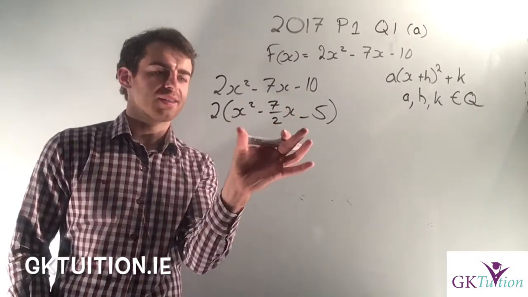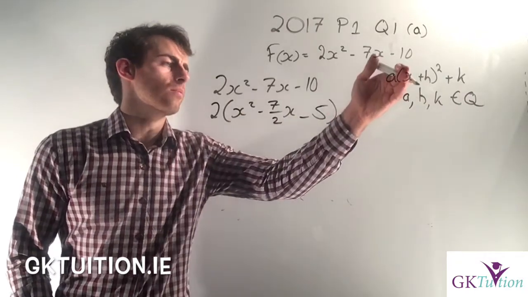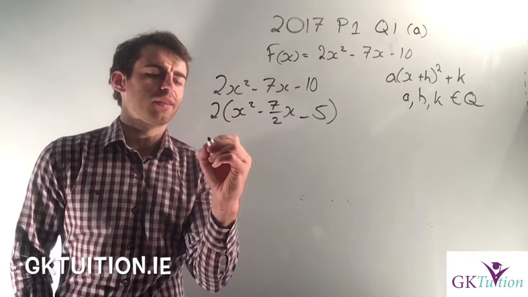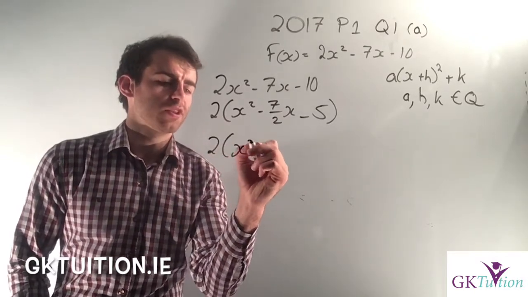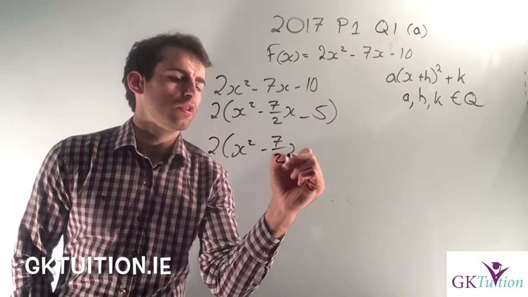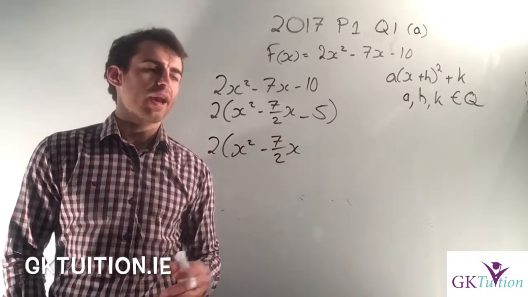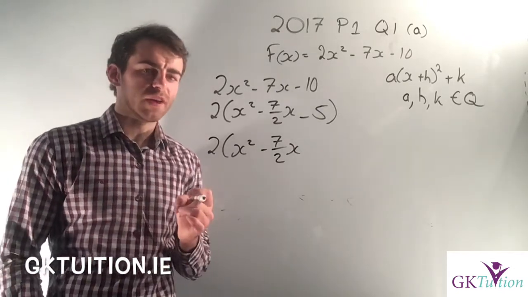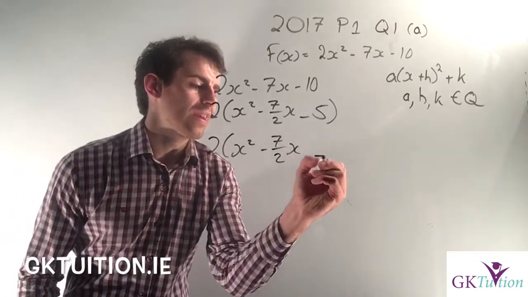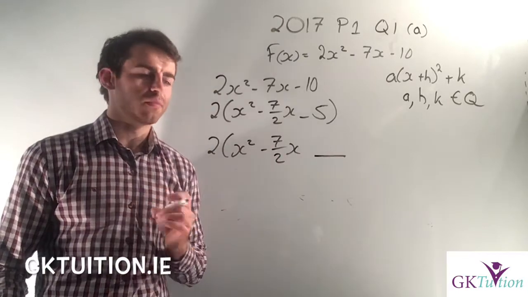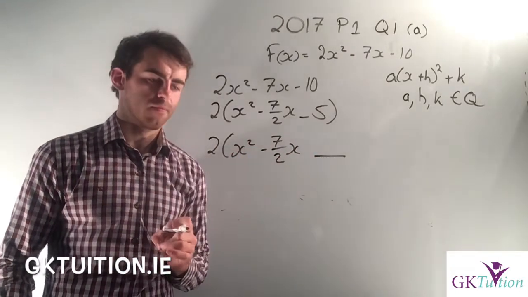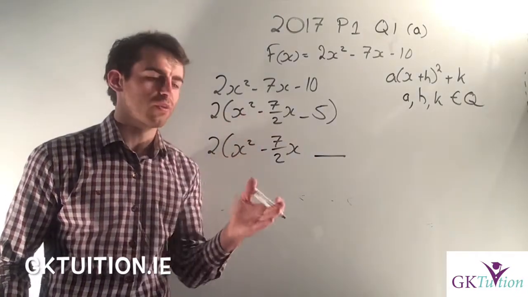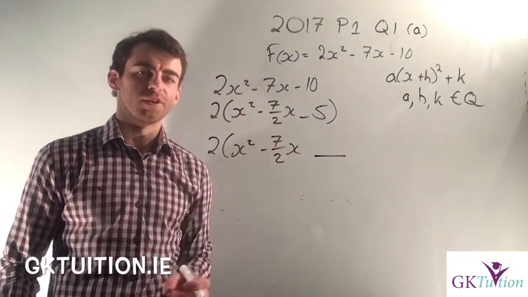And when it's like this, I'll now be able to get that in the form of (x plus h) squared. So what we're concerned with on the next line is just the first two terms in my bracket, just the x squared minus 7 over 2 x. And for the moment we're going to ignore the minus 5. Now I need to figure out what number I need to add to these two terms in order to form a perfect square. And there's kind of a formula to work this out. So I need to look at the coefficient of x.